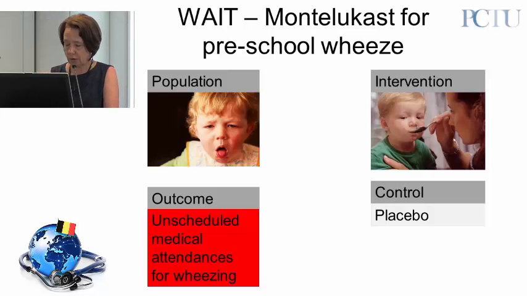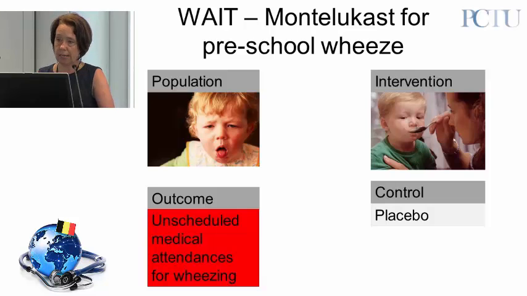So this is a trial that we have done within the Pragmatic Clinical Trials Unit, and it was a trial looking at the drug montelukast to see whether that could reduce unscheduled medical attendances for wheezing amongst preschool children. Now, montelukast had been used in adults and it had been used in other settings, but it had not been used in this sort of setting, because what the investigators were trying to do in this trial was to see whether they could get parents to administer montelukast.